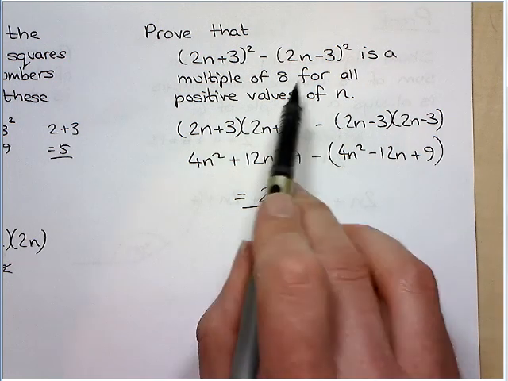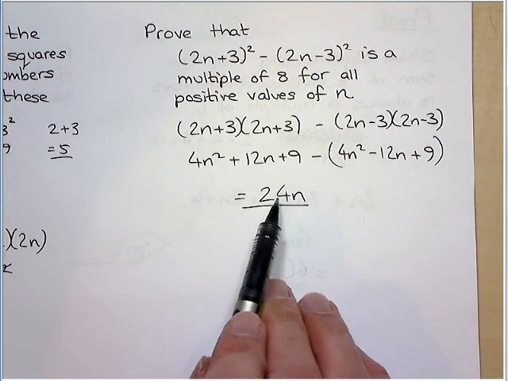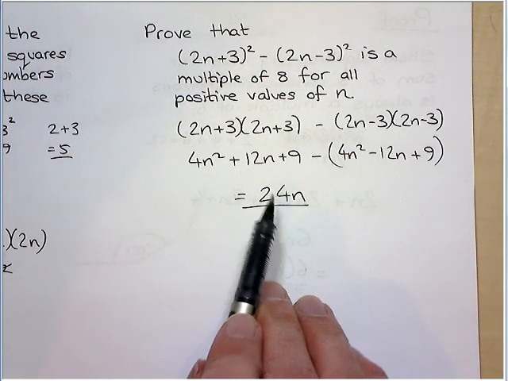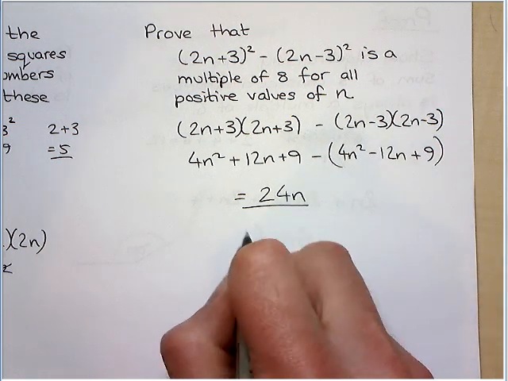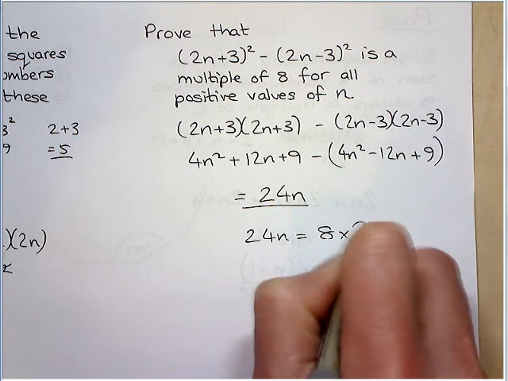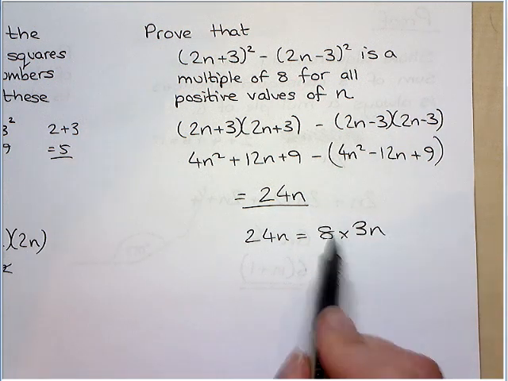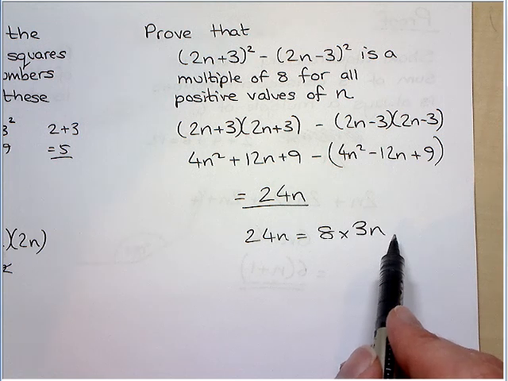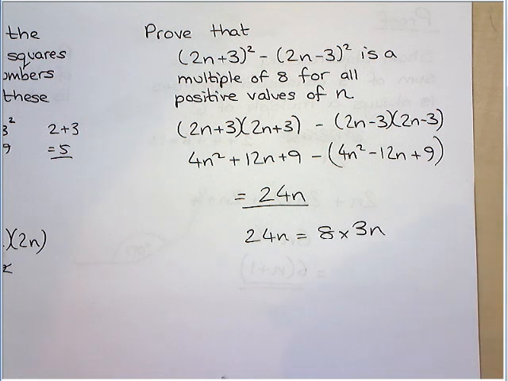Now to prove that this is in the 8 times table, we have to show that this has a factor of 8. So 24n is 8 times 3n. Because we can show that it's 8 times something, it is in the 8 times table. And there you have it. There's all the different proof questions pretty much. So just get practice in, but they're always the same.